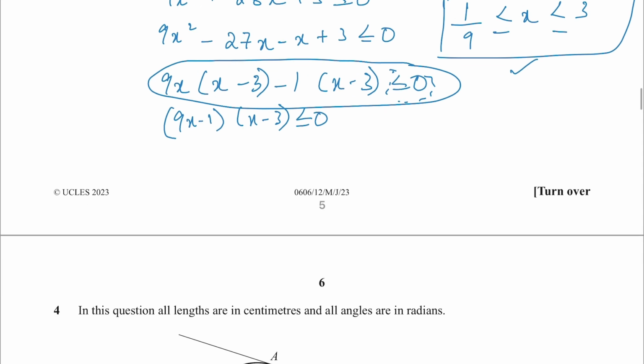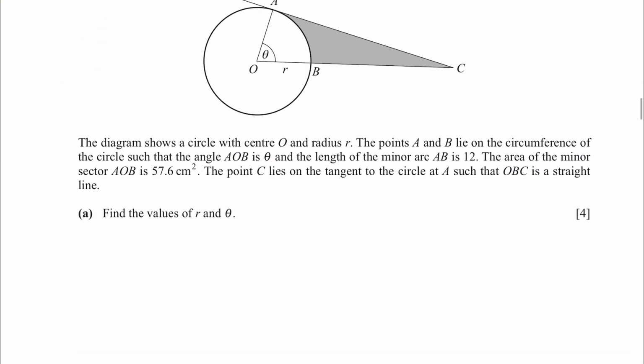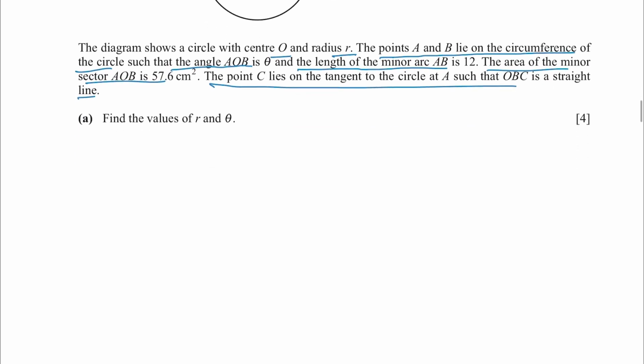Now moving on, we have our question 4, which is written as: in this question all lengths are in centimeters and all angles are in radians. The diagram shows a circle with center O and radius R. The points A and B lie on the circumference of the circle such that the angle AOB is theta. The length of the minor arc AB is 12 and the area of the minor sector is 57.6. The point C lies on the tangent to the curve, since it's a tangent and it's passing from the center, so this would be 90 degrees, such that OBC is a straight line.